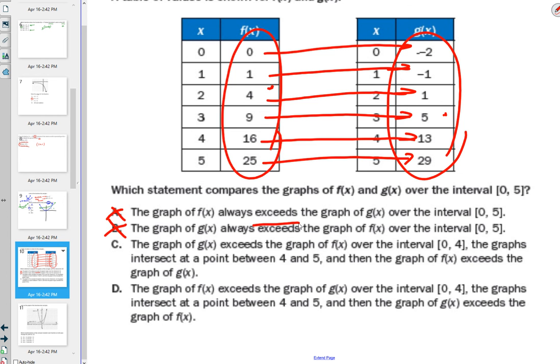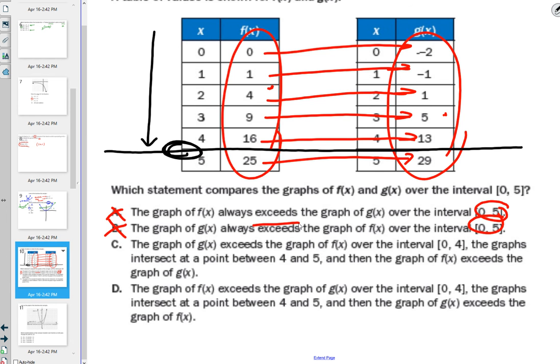The graph of g of x exceeds the graph of f of x in between 0 and 4. When they're talking about intervals, we're talking about x's. So between 0 and 4, which is where something changed, C is telling you that g of x is bigger, and then at some point they flip-flop. Well, no, it's the opposite of that. From here to here, f of x is bigger, and then somewhere in between these two numbers it switched, because then all of a sudden 29 is bigger than 25. So it would be D.